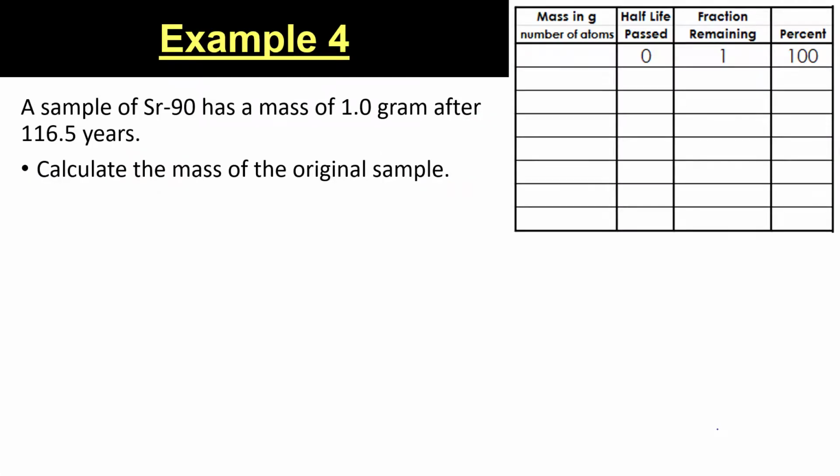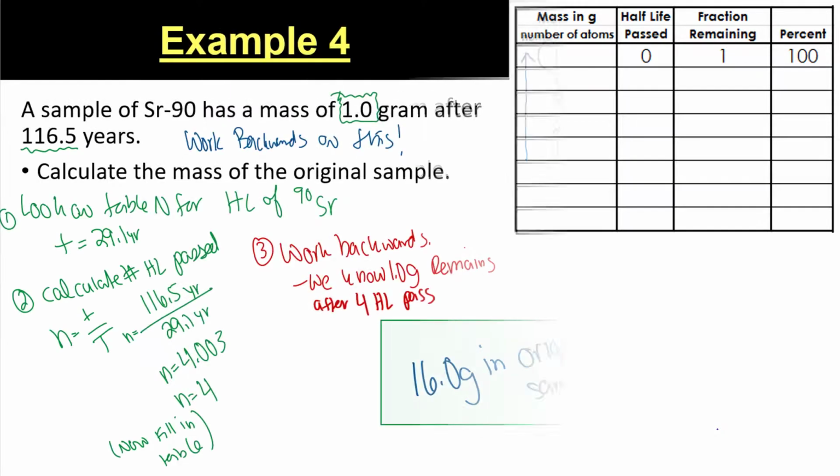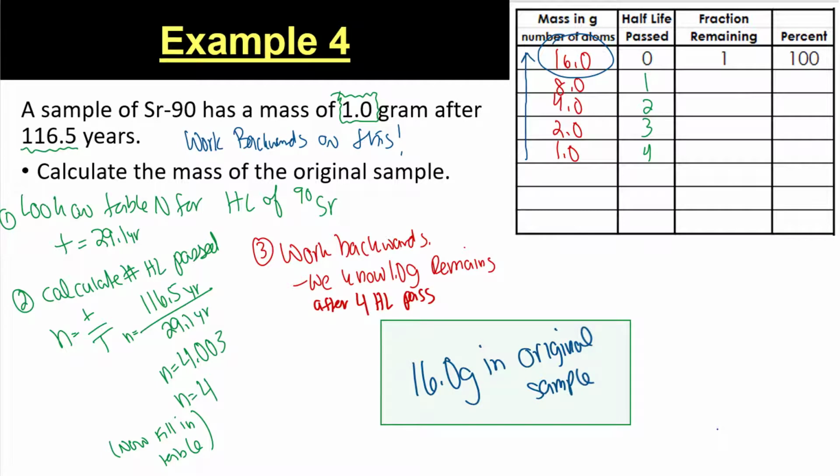All right, here is example 4. This is for you to try. Pause the video now. See if you can figure out the answer and the mass of the original sample. Use whatever method you want. Okay, if you did this correctly, we should have gotten 16.0 grams in the original sample.